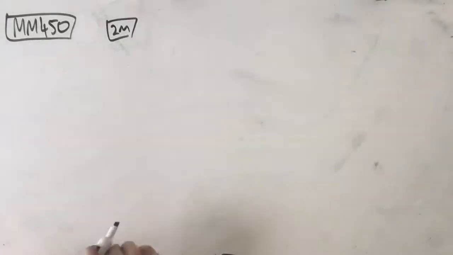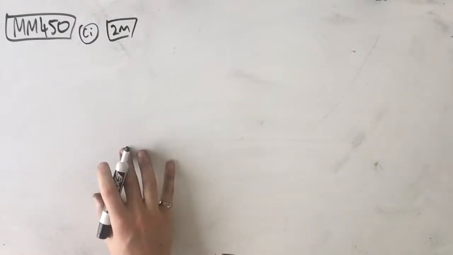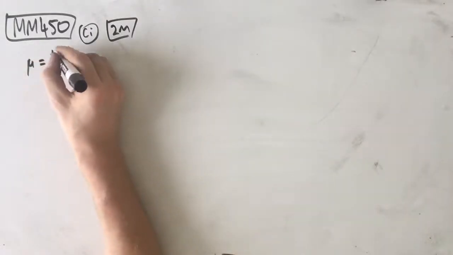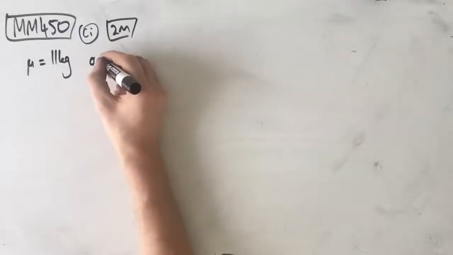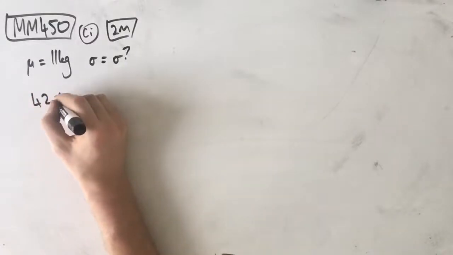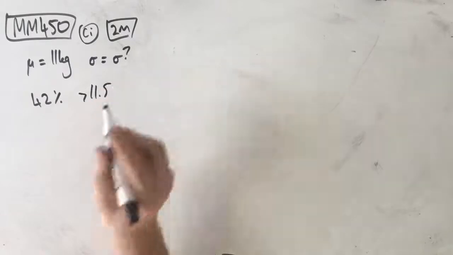Cool. And part CI says, it is found that a few of the students own Jack Russell dogs. Let Y be the normally distributed random variable which defines the weight of a Jack Russell in kilograms. Y has a mean of 11 and a standard deviation of sigma. So we don't know what the standard deviation is yet. 42% of Jack Russells are heavier than 11.5 kilograms. Greater than 11.5. Find the value of sigma, correct to 3 decimal places.